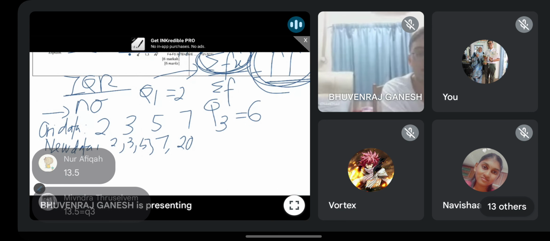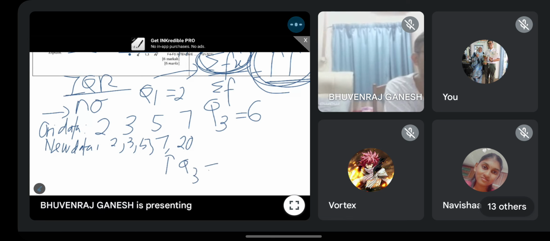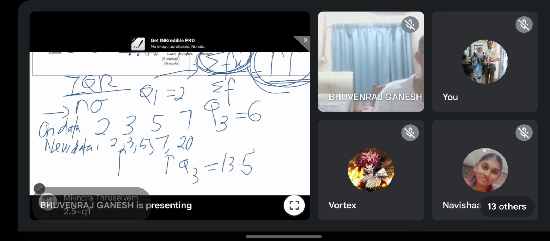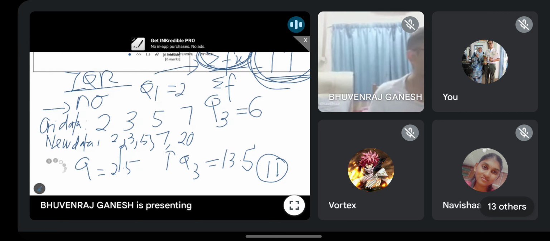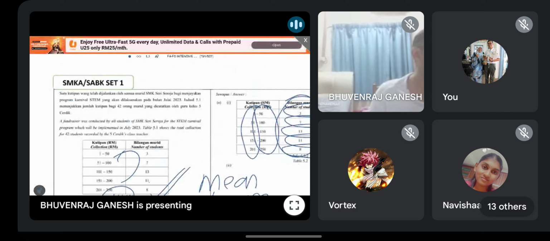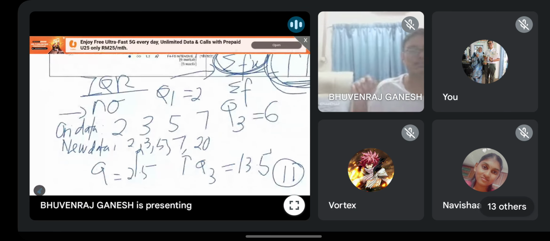Okay, this one example only. That's why jawapan dia, okay, you should get 13.5 lah. Q3. So guys, Q1 dapat apa? 2.5. So IQR, you should get 11 lah. Okay. If you compare lah guys, of course got difference. Ada perbezaan 11 and 3.5 if not mistaken. But perbezaan dia tak sangat banyak lah. If you try to compare lah. Okay, it's not such a big difference.